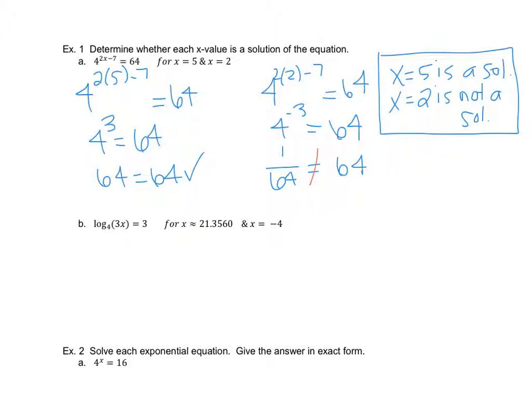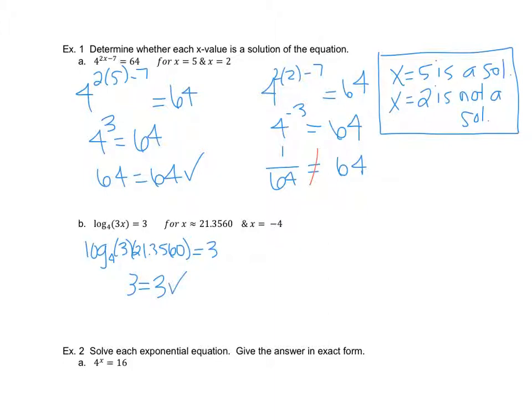We're going to do it again, this time with a log, not an exponential. So log base 4 of 3 times 21.3560 equals 3. What you'll need to do here is make sure that you use the log base function in your calculator. When you plug all of that in, you get about 2.999, which, rounding-wise, we can say 3 equals 3. That one works.